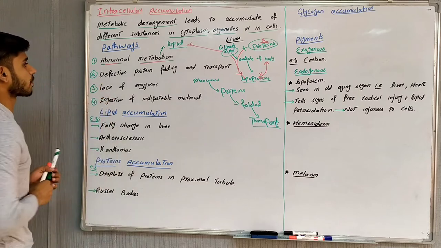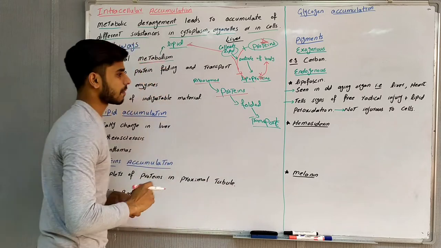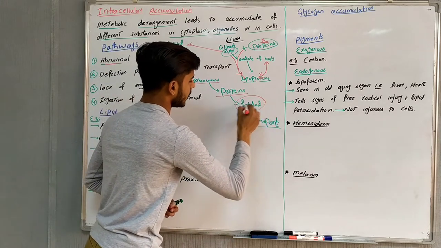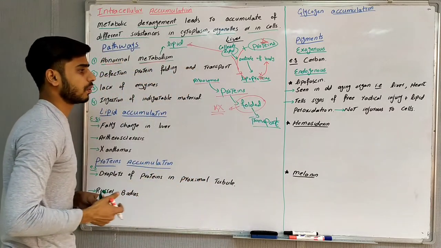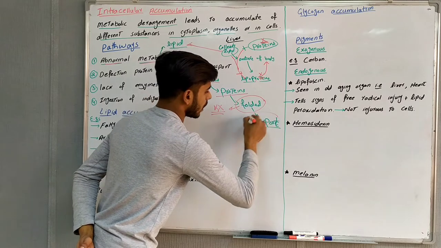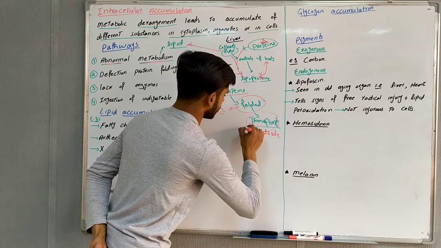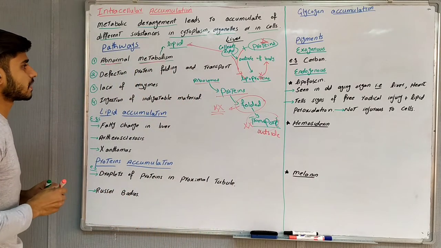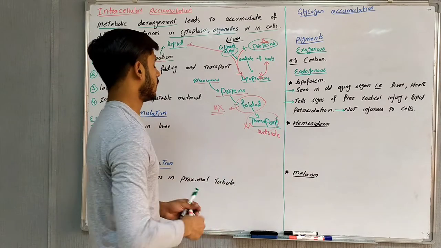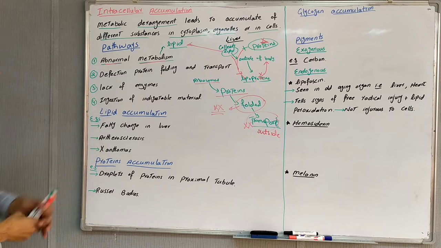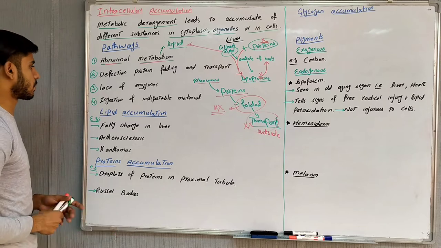But in case of defective protein folding, let's suppose that ribosomes are forming proteins normally, but this folding is not normal. It is abnormal. If this folding is abnormal, proteins will be misfolded, and if proteins are misfolded, they will not be transported outside of the cell. So accumulation of proteins will take place inside the cell, because the proteins are misfolded and not transported outside, so they will be accumulated. So defective protein folding and transport can cause intracellular accumulation of proteins.